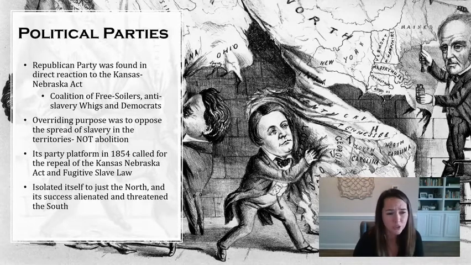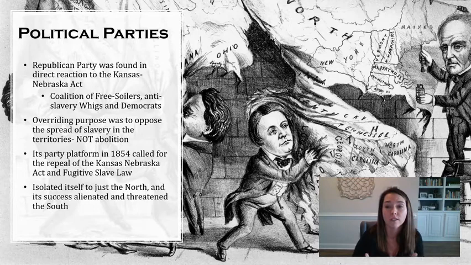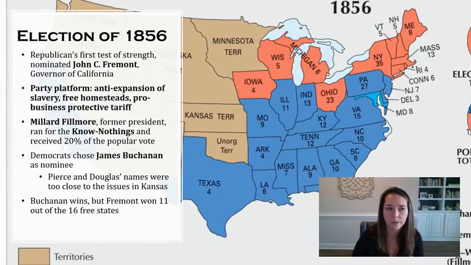It's really going to be isolated to the North. And because of that, it's going to alienate the South, and that's what's going to lead to the division. The Southerners really viewed the Republican Party as a threat. And that'll be reflective in how they react to Lincoln winning in 1860.